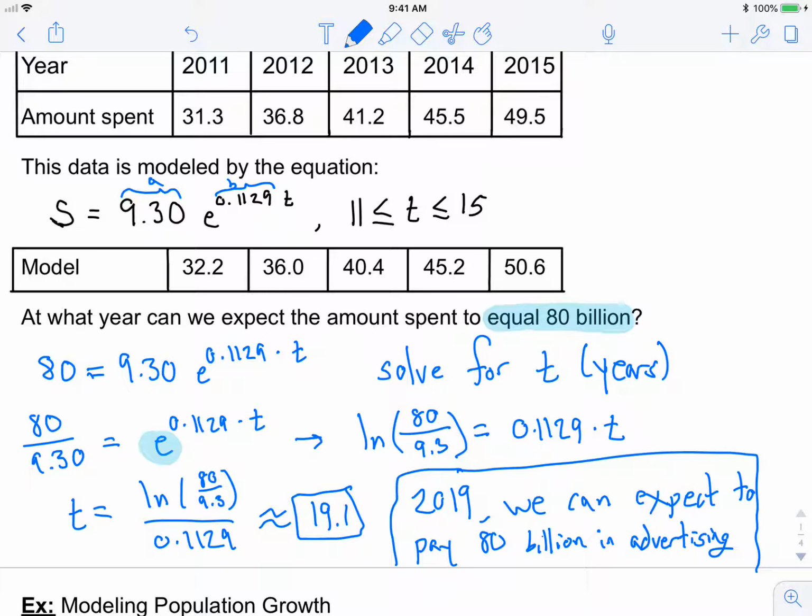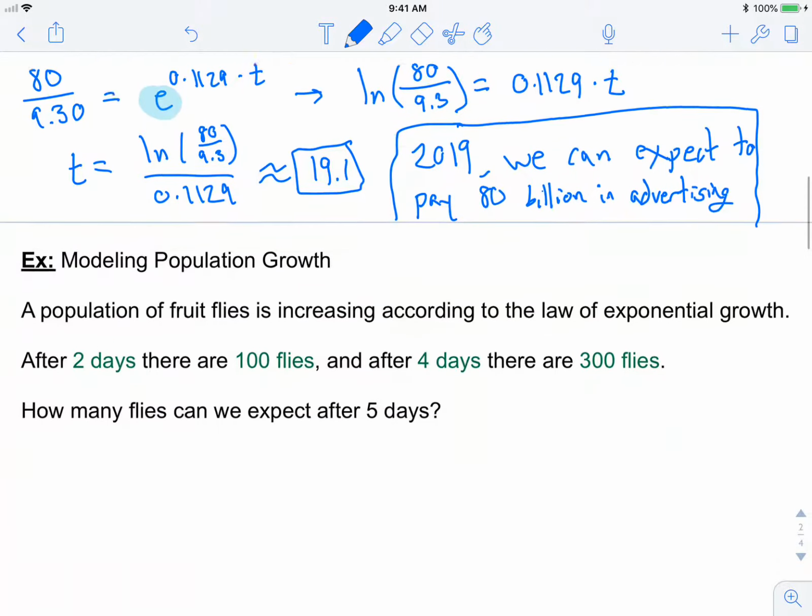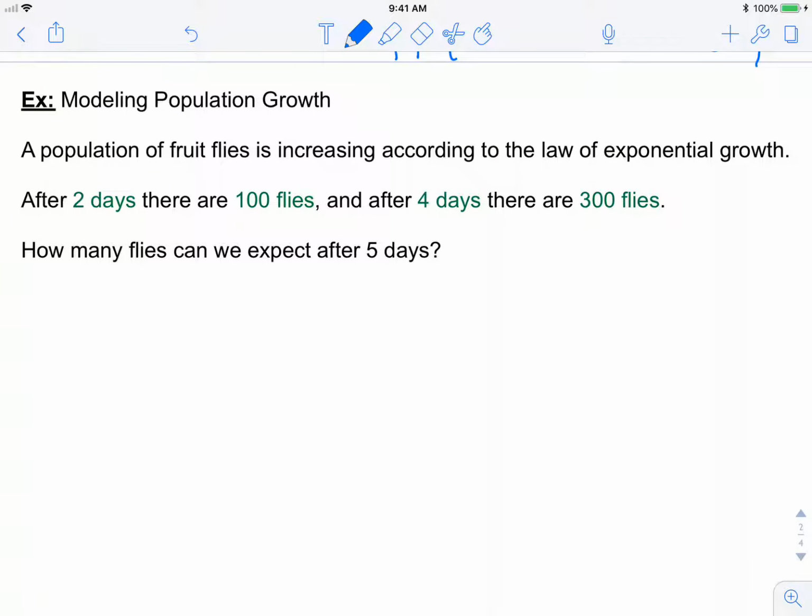All right, so now let's look at another example here, and we'll model some population growth. And again, we see that this is growing according to the law of exponential growth. So this means we need to set up some function. y is equal to a times e to the bx. And if we look, they give us inputs and outputs right away, and we need to solve for a and b.